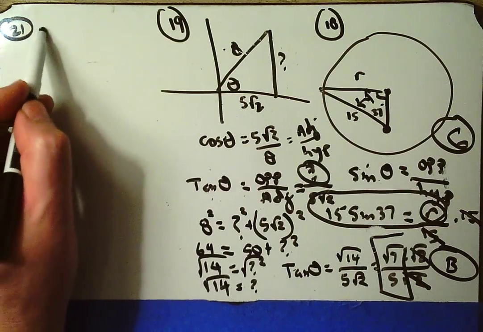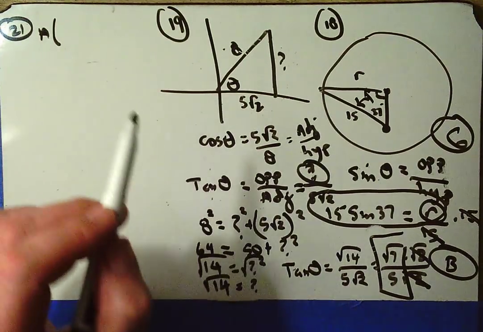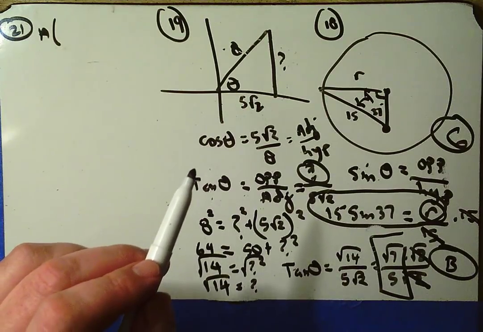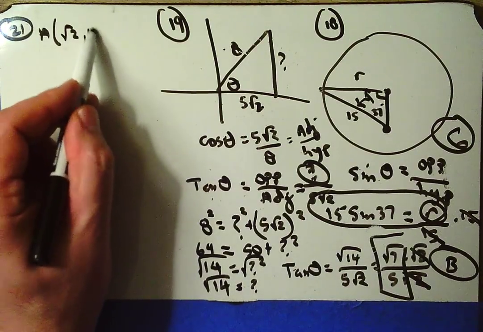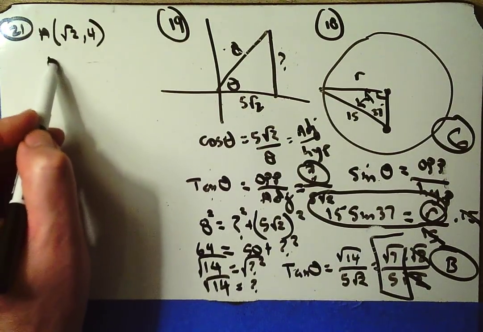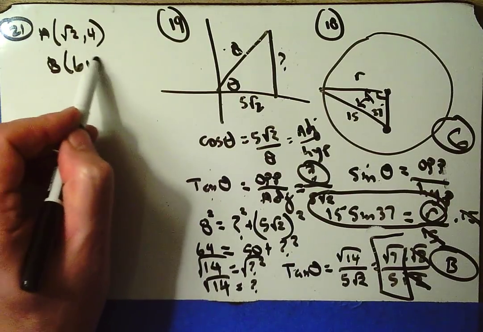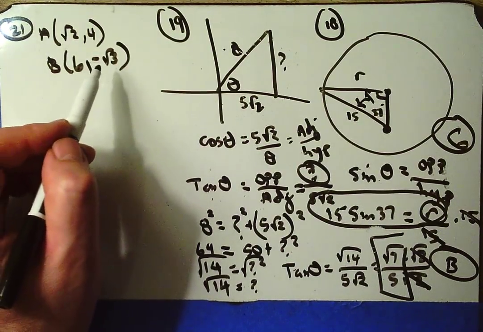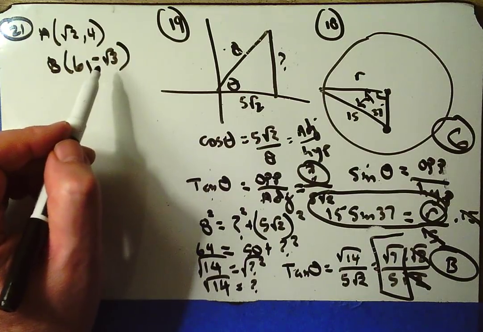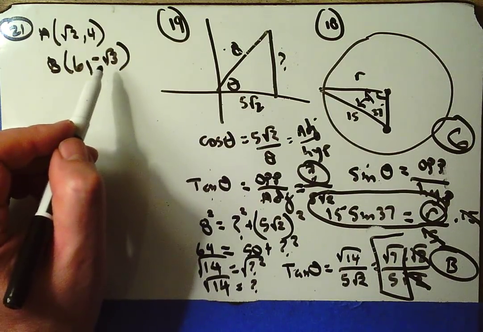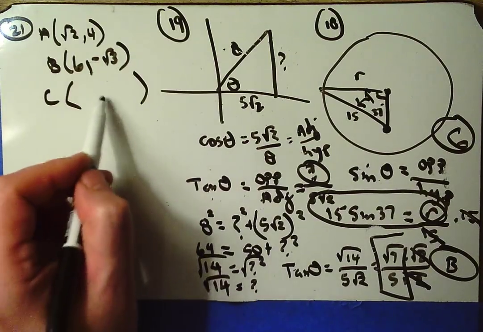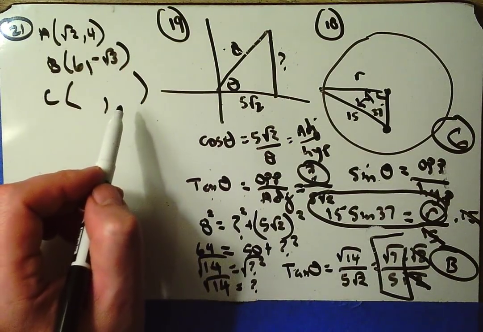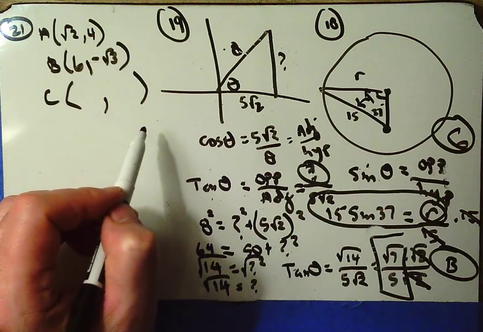21, we've got ordered pair A located at (root 2, 4), and B is located at (6, negative root 3), and C is collinear. Oh, B is the midpoint. Oh, okay, and I'm looking for a point C. And I need the x and y coordinates. Oh, approximate x and y coordinates.